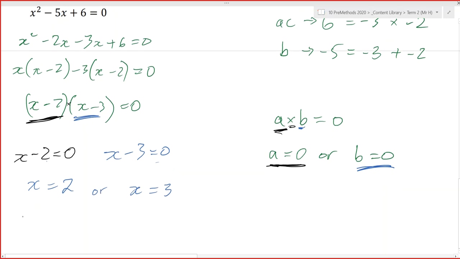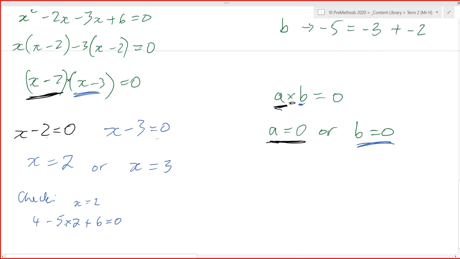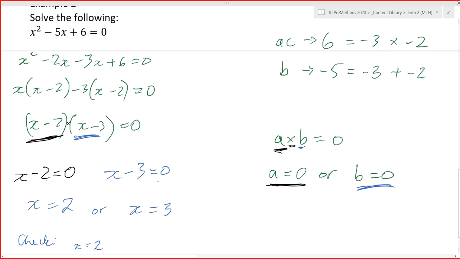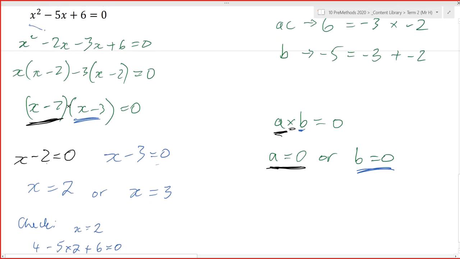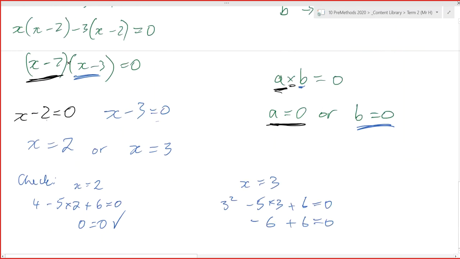And now I'm going to do a check. So let's check x equals 2. We've got 4, take 5 times 2 plus 6. 4, take 10, negative 6 plus 6, 0 equals 0. So the positive 2 works. Now let's substitute into this first thing. So let's see if the x equals 3 works. So that also works.